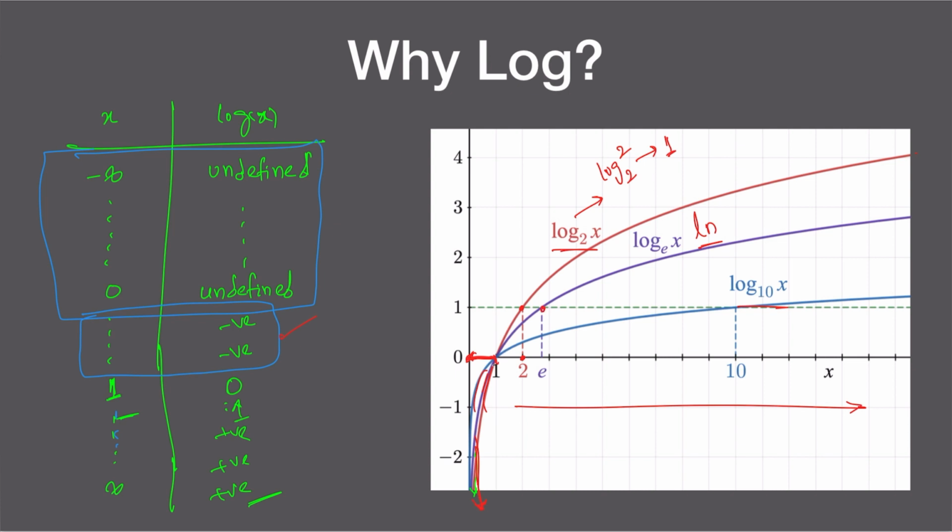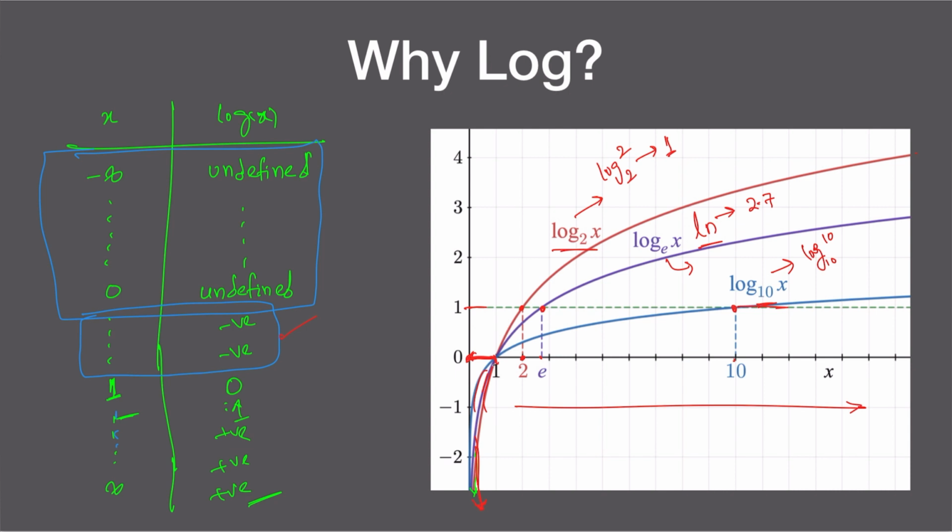And this natural logarithm becomes 1 at this point. This is almost like 2.7 something, which is the value of e, right? So if x becomes e, this becomes 1. And log to the base 10 becomes 1 at 10, because here it becomes log 10 to the base 10, which is 1. So this is becoming 1 when x is equal to its base. And beyond that, all these are positive values.